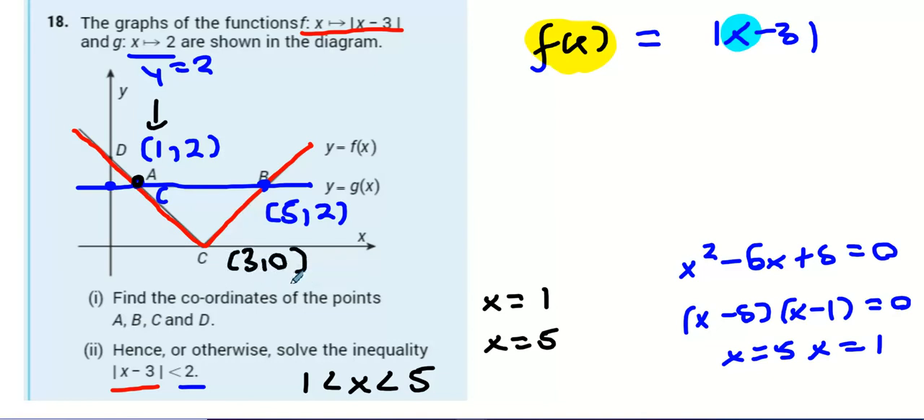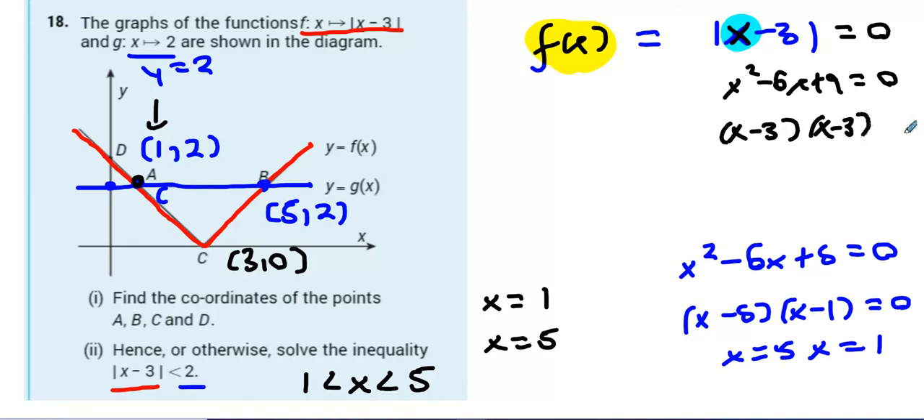Is that okay? But think about it. What value of x would cause it to be equal to 0? What value of x would cause that to be equal to 0? 3. Yeah. If you want, you could square both sides and solve it, and you still only get one answer, don't you? x equals 3.